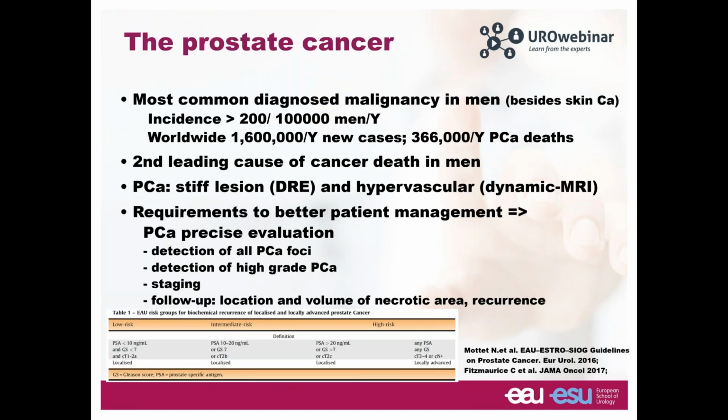As you know, prostate cancer is a major healthcare issue, and it's the most commonly diagnosed malignancy in men. To better manage patients, we need a very precise evaluation of prostate cancer: detecting all prostate foci, detecting high-grade lesions, staging, and doing follow-up.